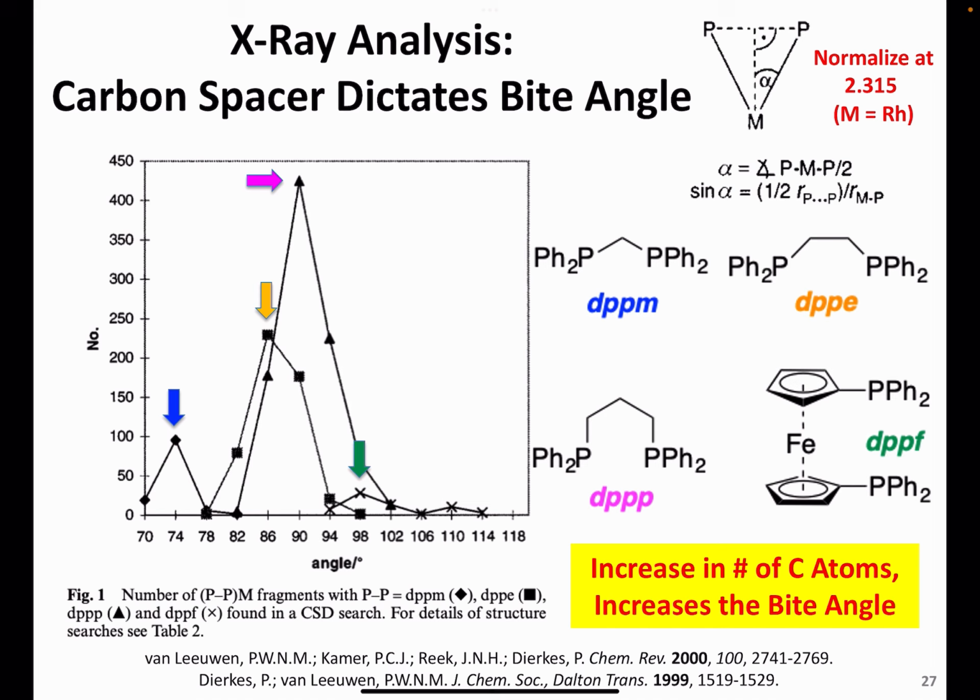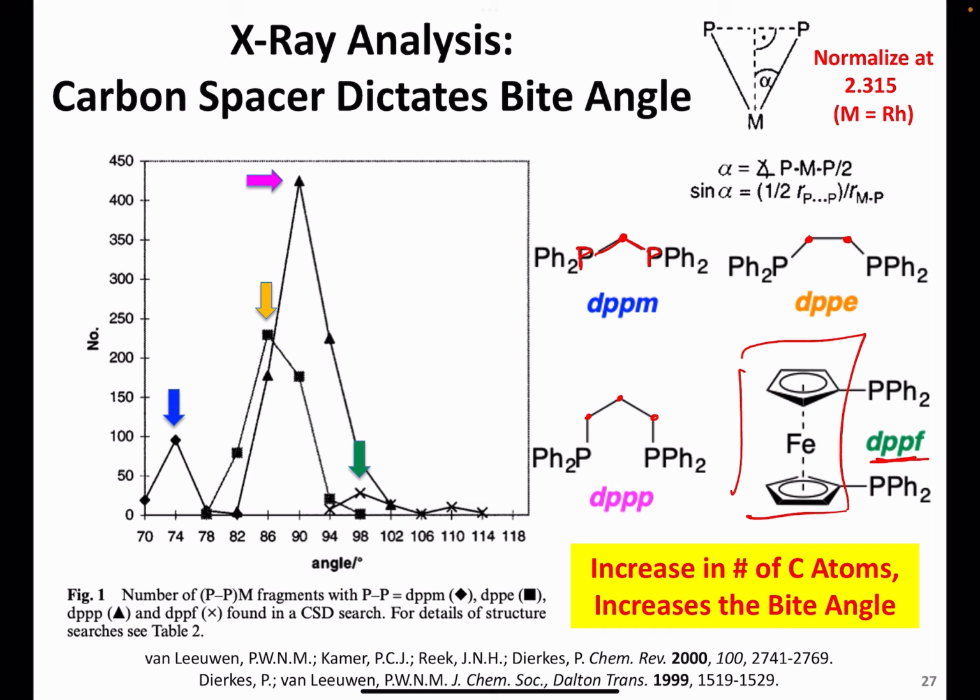And so now if you compare DPPM, diphenylphosphinomethane, to DPPE, diphenylphosphinoethane, to DPPP, diphenylphosphinopropane, and DPPF, diphenylphosphinoferrocene, here's ferrocene. Notice, as you increase the distance between the two donor atoms, both of which are phosphorus: if you have a 1-carbon spacer, the PP spacing is not very big. 2-carbon spacer, the distance gets larger. 3-carbon spacer, the distance gets larger. A ferrocene spacer, the distance between the two P centers is now the largest.